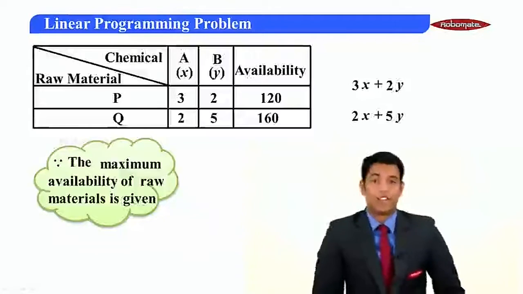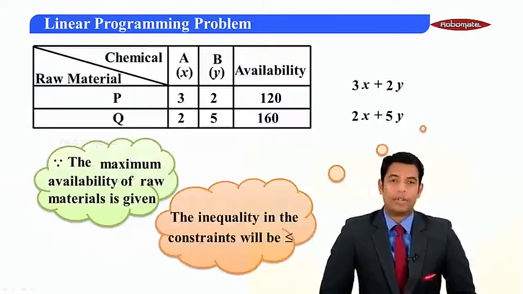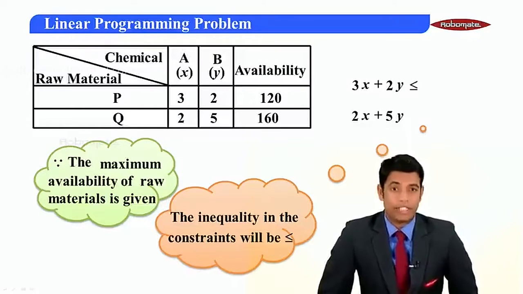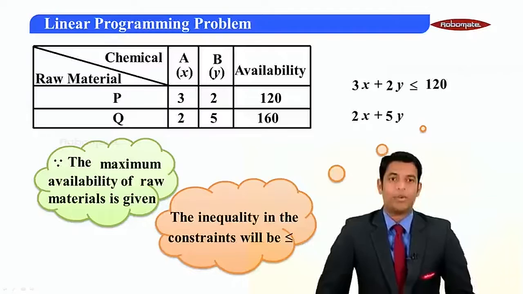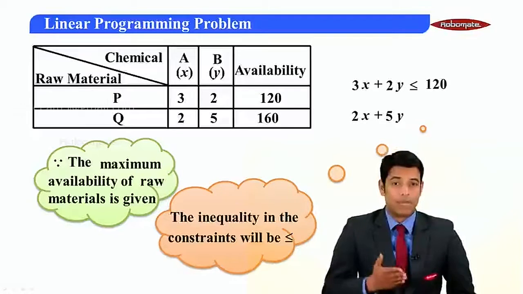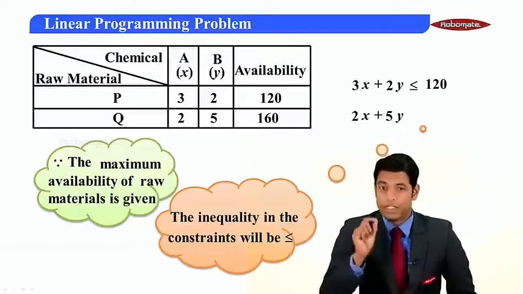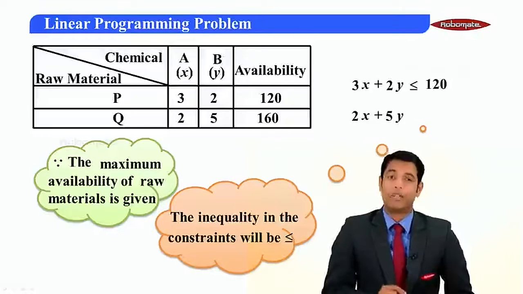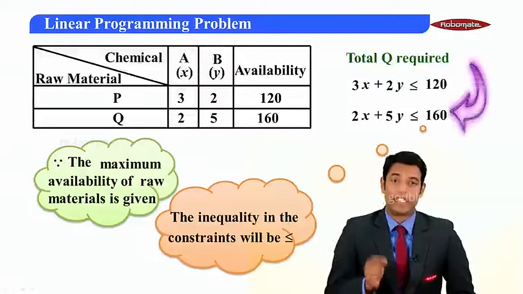Since the last column says the maximum availability of raw materials, we should use the less than or equal to sign here. So let's use the less than or equal to inequality. Now the maximum availability of P is given as 120. So our first constraint will become 3x plus 2y must be less than or equal to 120. And the second constraint will be, since the maximum availability of Q is given as 160, 2x plus 5y must be less than or equal to 160. So these two will be our required constraints.